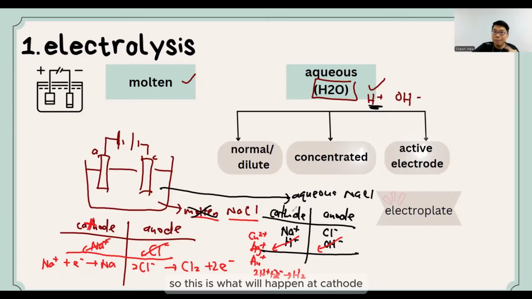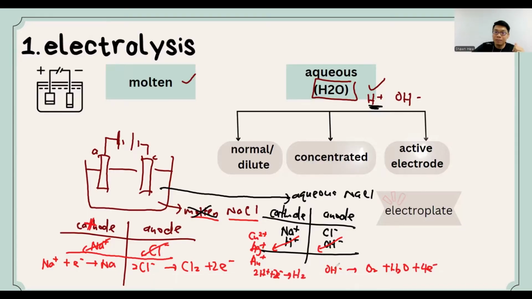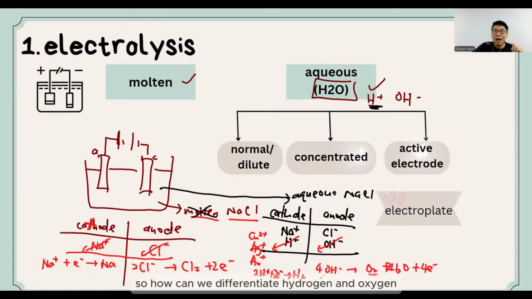So this is what will happen at the cathode. Hydrogen gas is released, fizzing, or a colorless gas released. Then how about the hydroxide ion? It will become oxygen, water, and electron. Oxygen gas will be released, again a colorless gas or fizzing. So how can we differentiate hydrogen and oxygen? Of course, the test for these gases: for hydrogen we can use a burning splinter and it will produce a pop sound. For oxygen we will use a glowing splinter and it will relight the splinter.